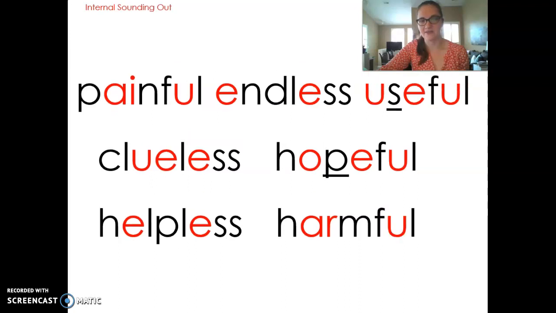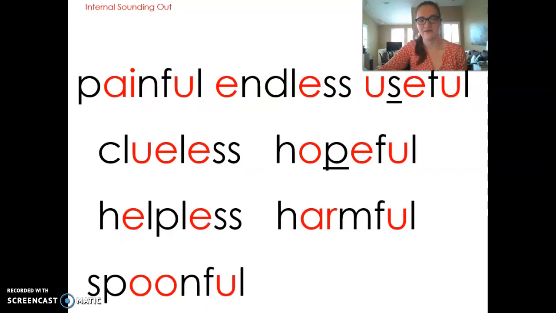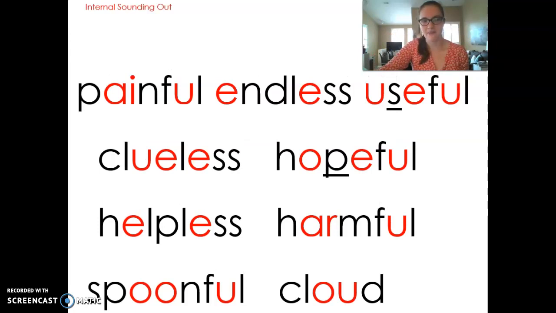Harm, suffix full, harmful, full of harm. Spoon, full, a spoonful. If you want a spoonful of sugar, then you are filling the spoon with sugar. Cloud, less. If the sky is cloudless, it is without any clouds.